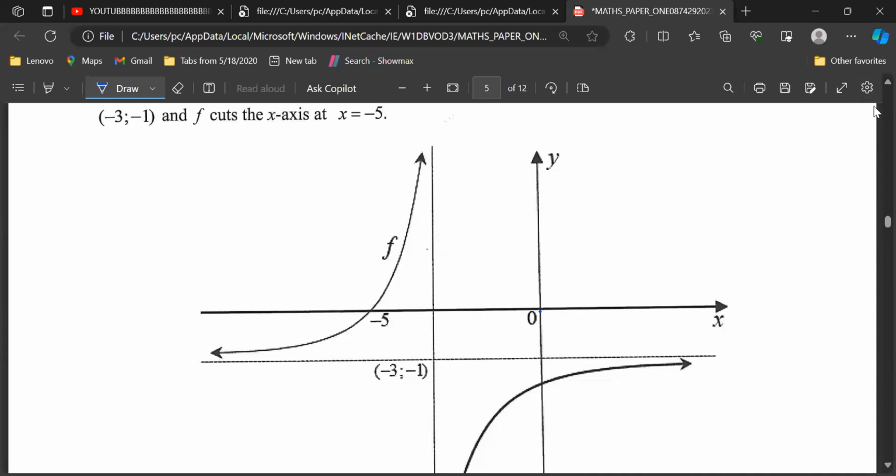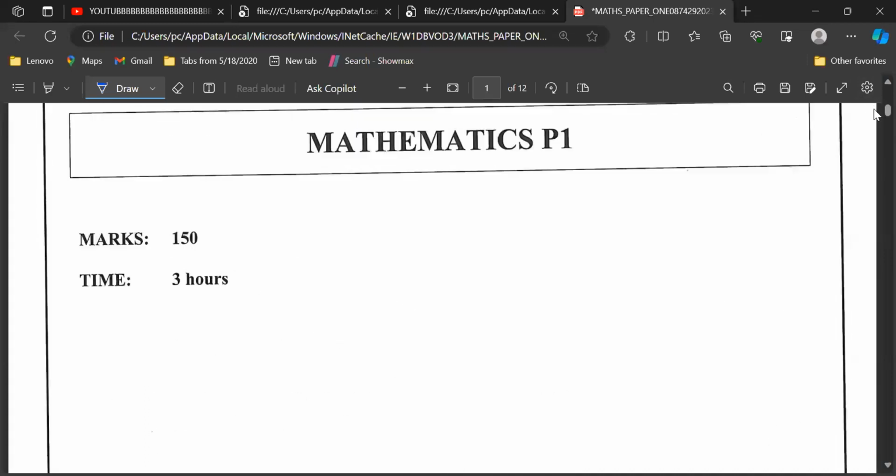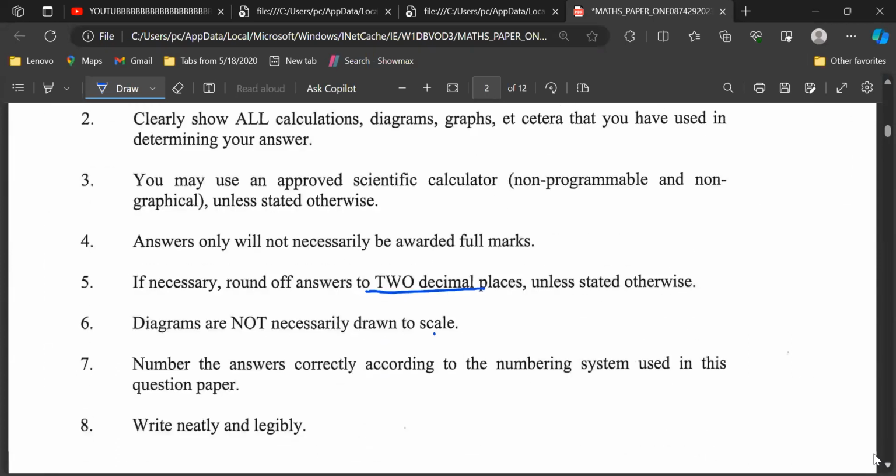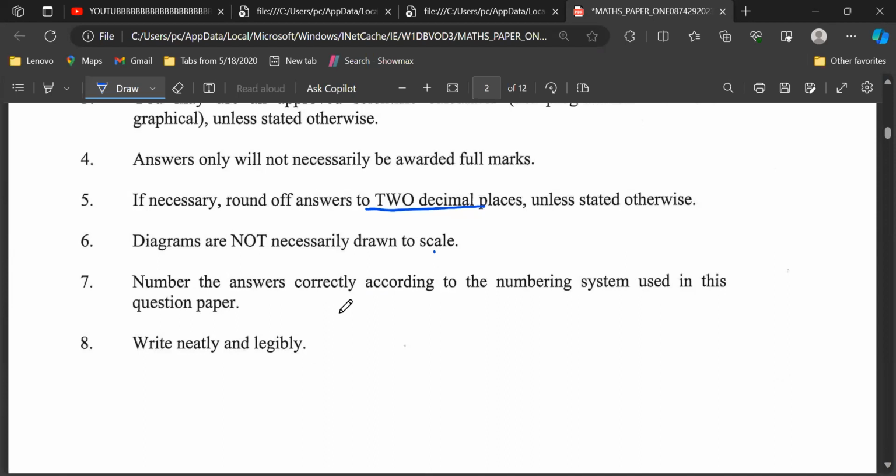Well, next I want to go on the screen. Yeah, we are still going through the instructions. So diagrams are not necessarily drawn to scale. And then number the answers correctly according to the numbering system used in this question paper. And then they say which we should write neatly and legible.